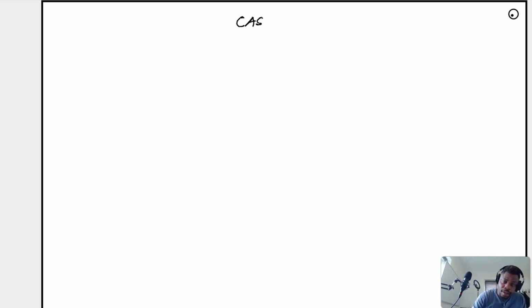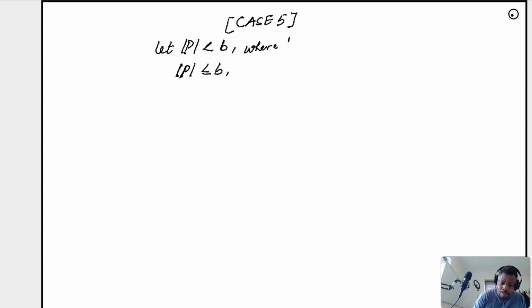Now, case 5. In this case, we are saying let modulus p be less than b, or less or equal to b, where b is negative.